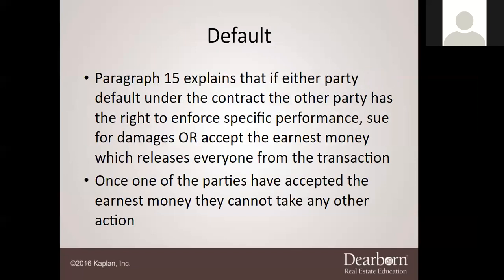Okay? Default. We'll talk about this one, but I want to get this real quick. Default's going to be in paragraph 15. It explains that if either party defaults under the contract, so it doesn't matter, seller or buyer, defaults under the contract, the other party has the right to either, here we go, specific performance. Miss Linda, what's specific performance? It forces them to purchase the house. Yes. Okay, or sell the house, if it's a seller, sell the house. Sue for damages, or accept the earnest money and everybody's released from the contract.